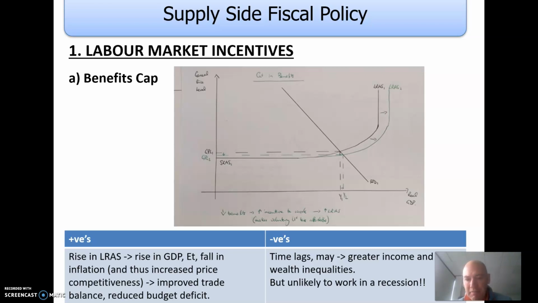Now, there are downsides to this. Okay, this is going to take a long time to take impact. You can announce a benefits cap, but people aren't going to react straight away.